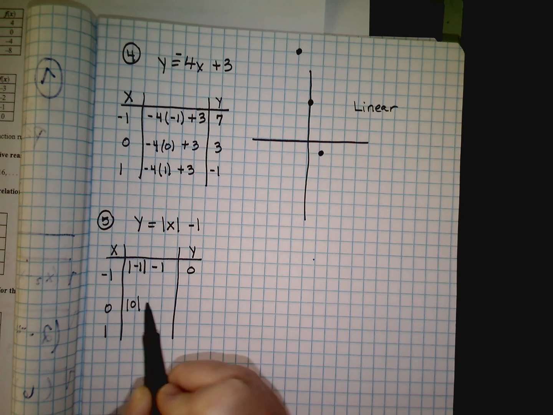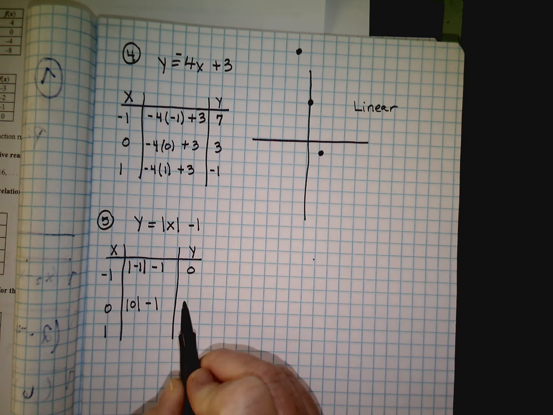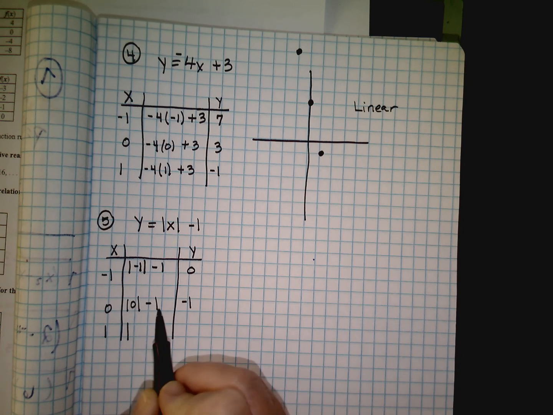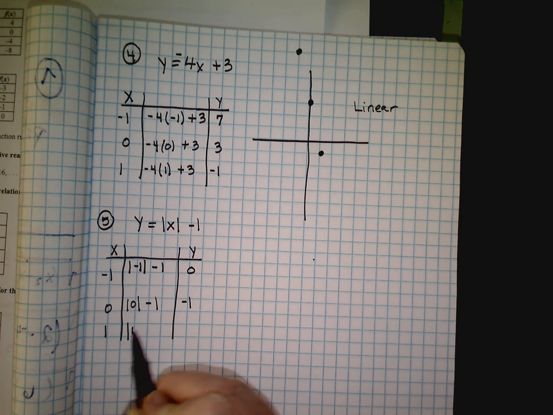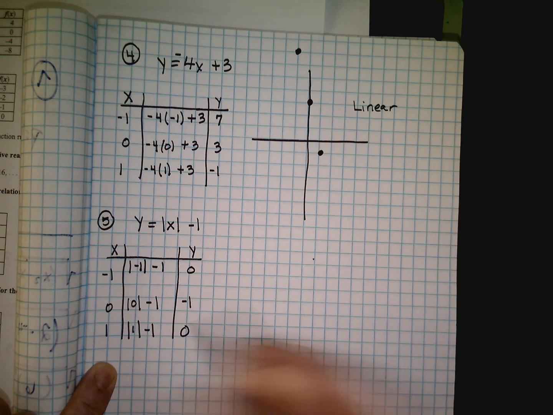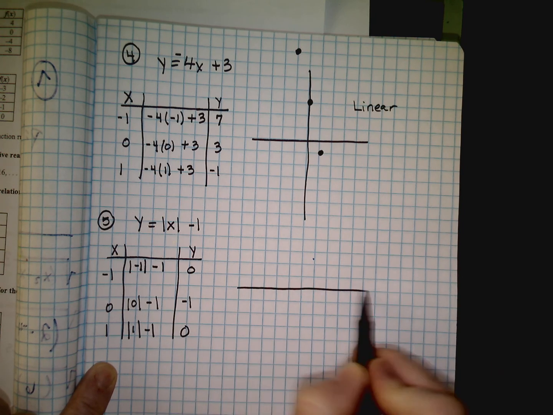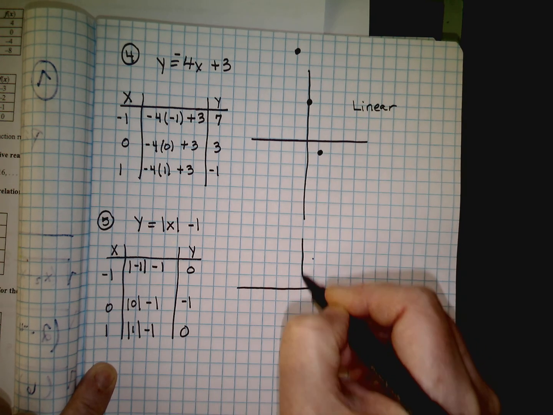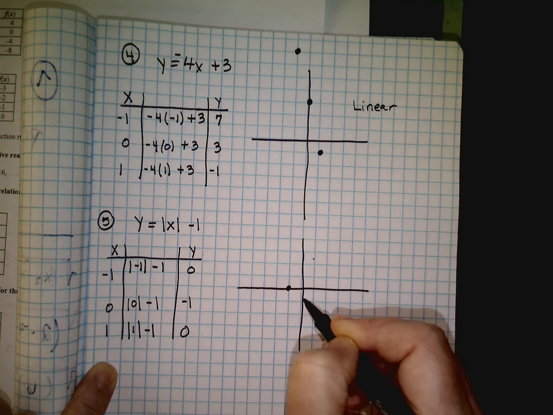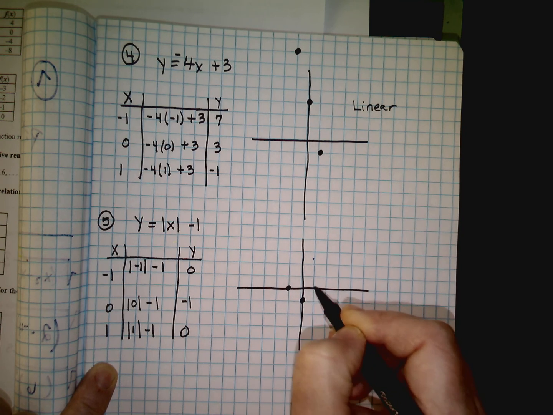Absolute value of 0 minus 1 is -1. 0 minus 1 is going to give me -1. Absolute value of 1 minus 1. That's going to be a 1 again. Take that 1 away. Going to get 0. When I graph this one, -1, 0, 0, -1, and 1, 0.